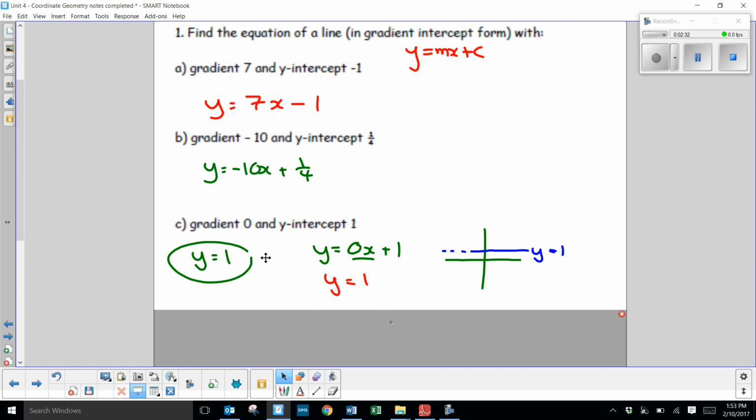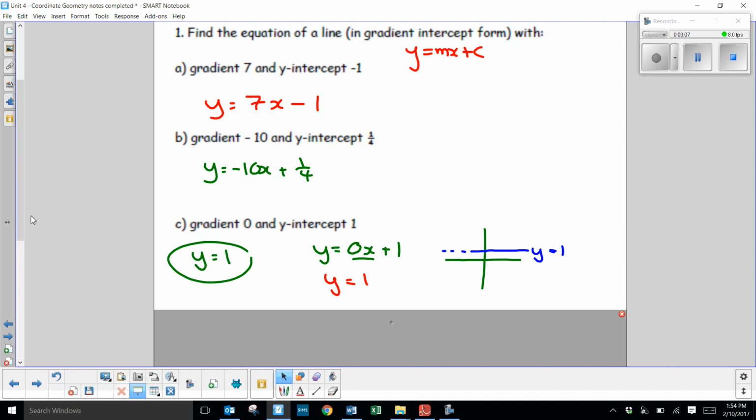What's interesting is, if it's got a gradient of 0 and a y-intercept of 1, remember gradient is rise over run, so if it's got a gradient of 0, it means it's got no rise at all. So what kind of line has no rise? That's right, it would be a horizontal line. The equation of a horizontal line is just y equals the value of y that it cuts through, because the gradient is 0, so this part would disappear. So that's why the equation of a line like this is just y equals 1, because it's got no rise. Therefore rise over run is 0.